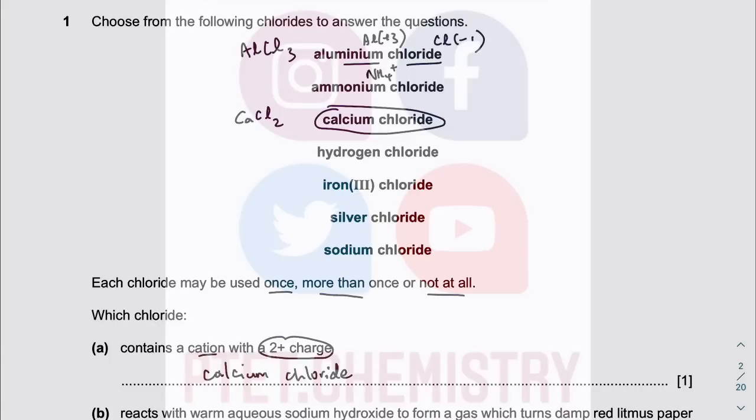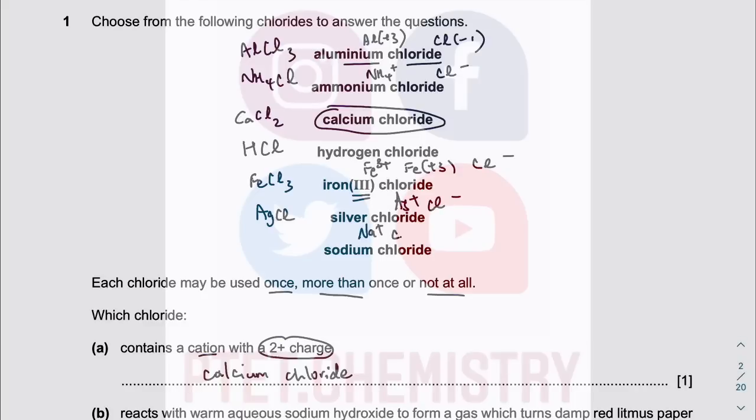Ammonium ion is NH4+ Cl minus, so that's NH4Cl. HCl is a covalent molecule. This is iron(III) chloride. Iron(III) refers to Fe3+, or iron plus 3, then you have Cl minus there. Silver chloride, so silver plus 1, chloride minus 1.